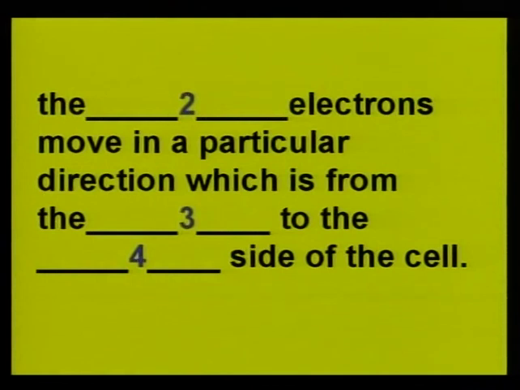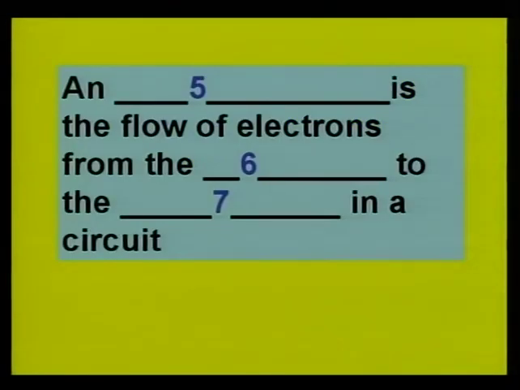And now on to the next information. Looking at those three spaces in that sentence, you can find that. And you find number 5, a blank space is a flow of electrons from the to the inner circuit.